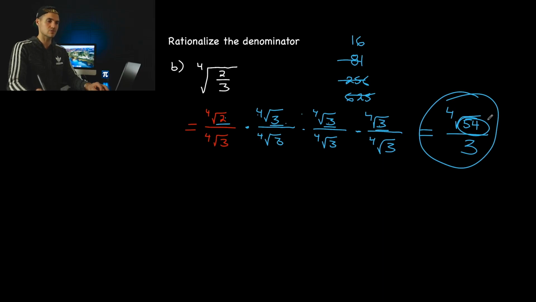Again, you could check your answers. You could plug this in your calculator, and plug this in your calculator. Another way you could plug this in is 2 over 3 to the power of 1 over 4, or to the power of 0.25. And both of these decimals should be the same. And that's a wrap for the video.